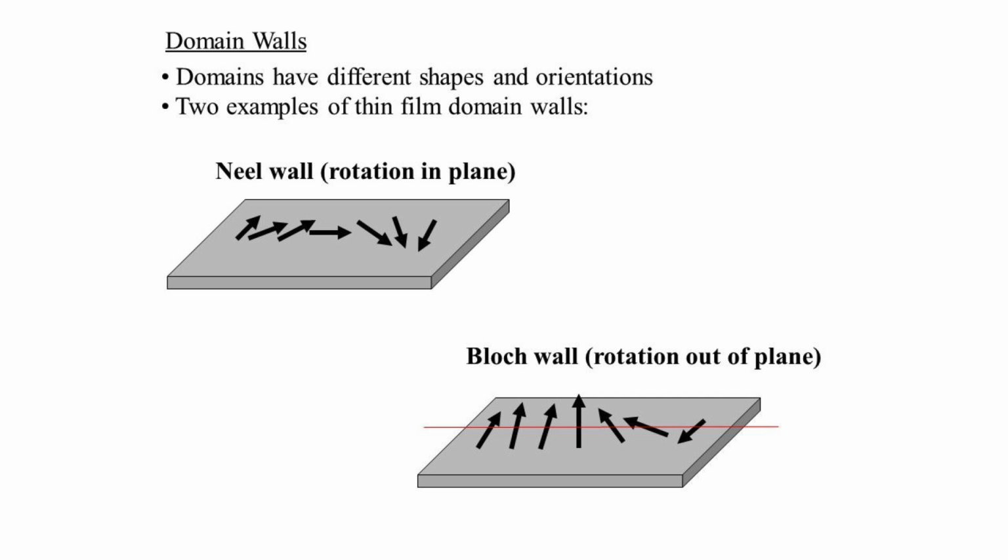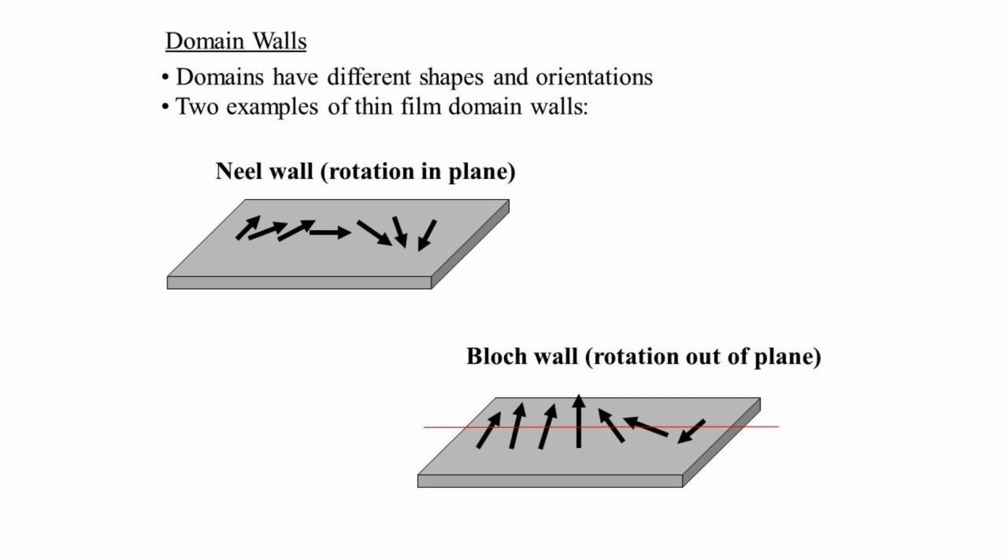Now, first we have a Néel wall, which is where the magnetization rotates in plane. And then we have the Bloch wall, where the magnetization rotates around the axis represented by the dotted line in the image. Now, in both cases, the width of the domain walls is on the order of nanometers.